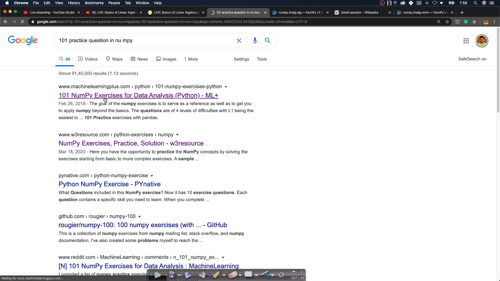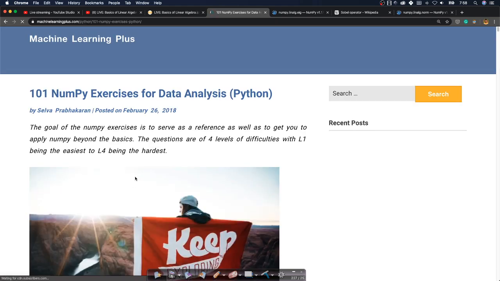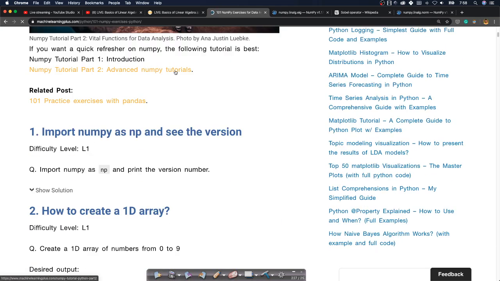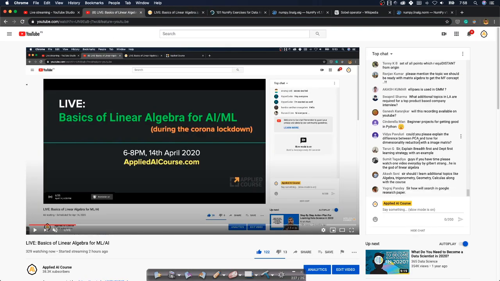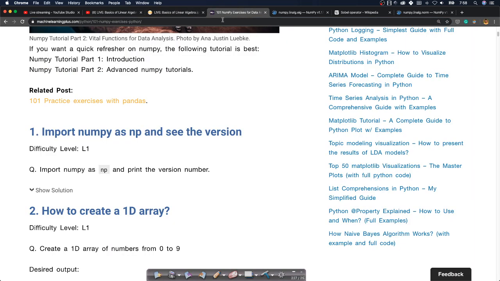Just Google search practice questions in Numpy, practice questions in Pandas. Instead of doing full-fledged projects, try to get the breadth of experience first. Then you can do projects, right? Because the projects that you can do with basic Python are fairly limited. There is one live session that we have done that could help you if you want to do projects, right? So let me show you.